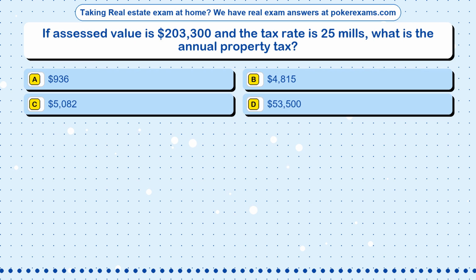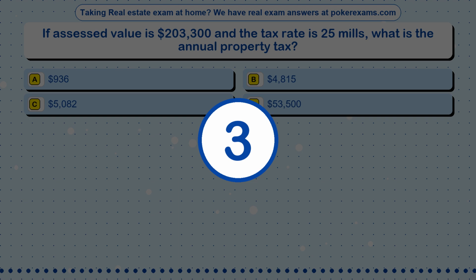Question 27. If assessed value is $203,300 and the tax rate is 25 mils, what is the annual property tax? Option A, $936. Option B, $4,815. Option C, $5,082. Option D, $53,500.